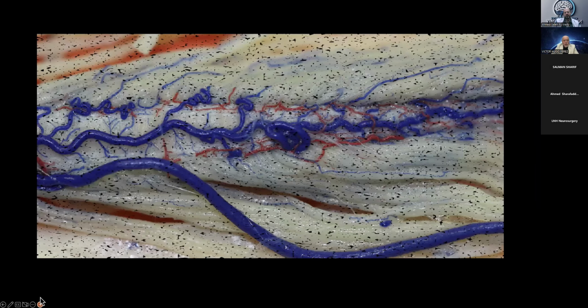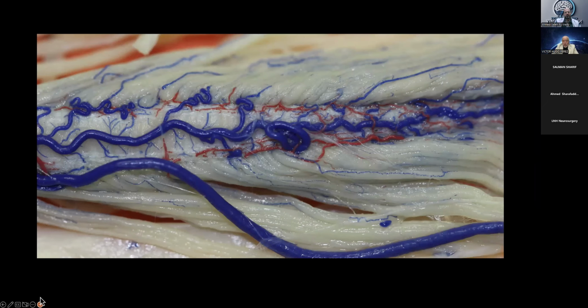Here we have a posterior aspect of the spinal cord in which we can see both posterior medullary arteries, this and this one, the right and the left. And also we can see a great vein, the main drainage vein of the posterior aspect of the spinal cord.